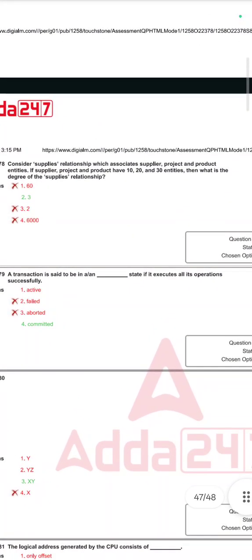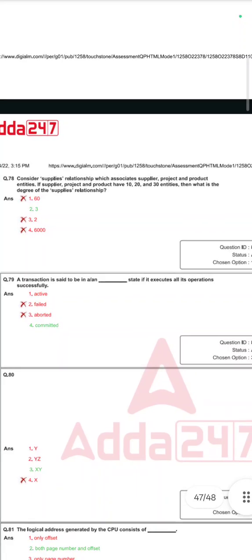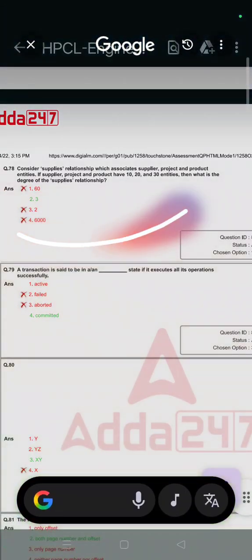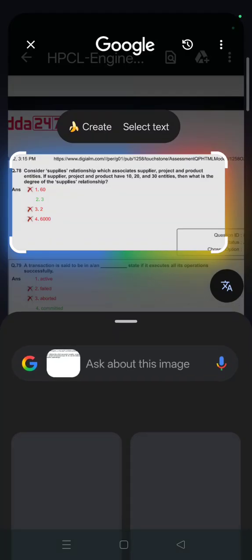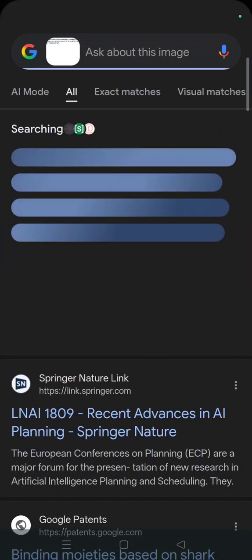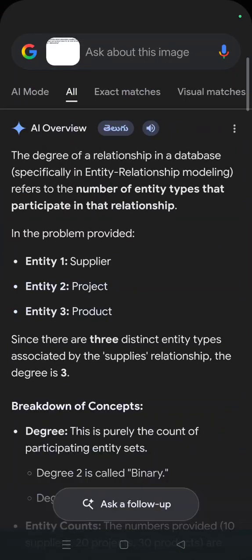Question 78. Consider a supplies relationship which associates supplier, project and product entities. If the supplier, project and product have 10, 20 and 30 entities, then what is the degree of the supplies relationship? Now, entity 1 is supplier, entity 2 is project, entity 3 is product.